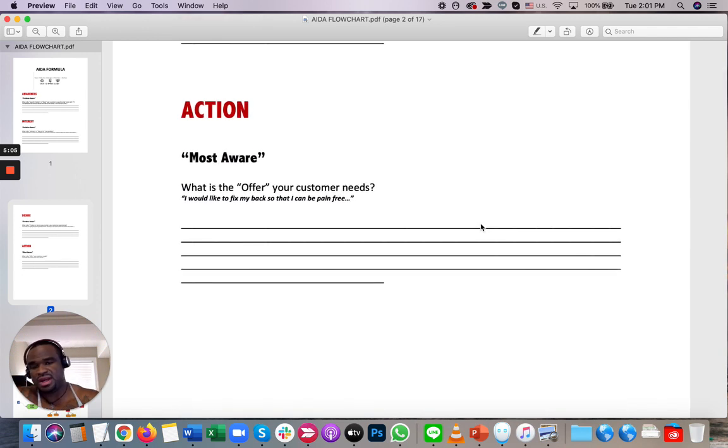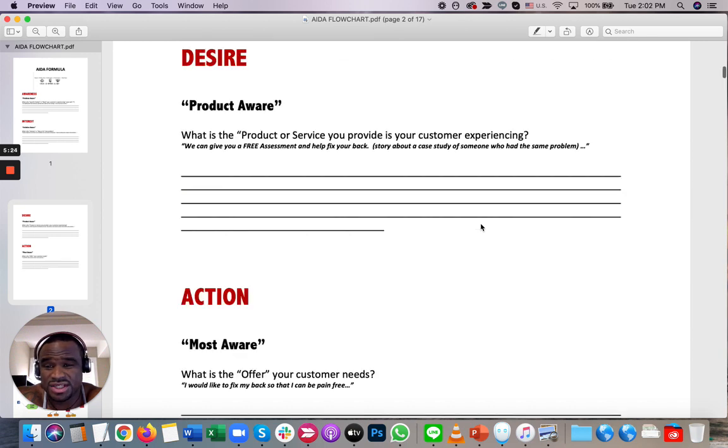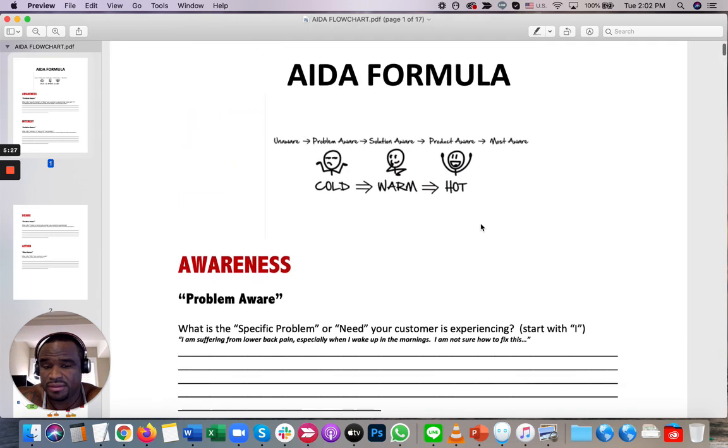And then action, most aware. So this right here is the offer. And this one, I don't want to touch on that, but this is something that I can discuss in another video because it's a whole new different thing. But what's happening with most, even marketers, even agencies, is they are skipping all of this.